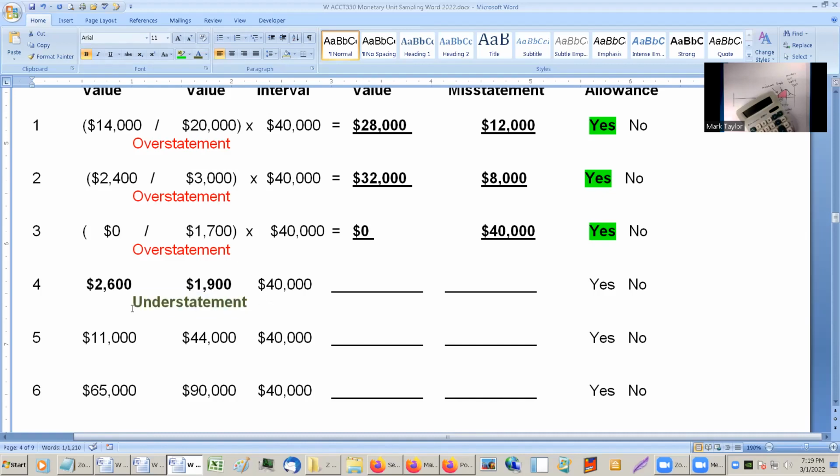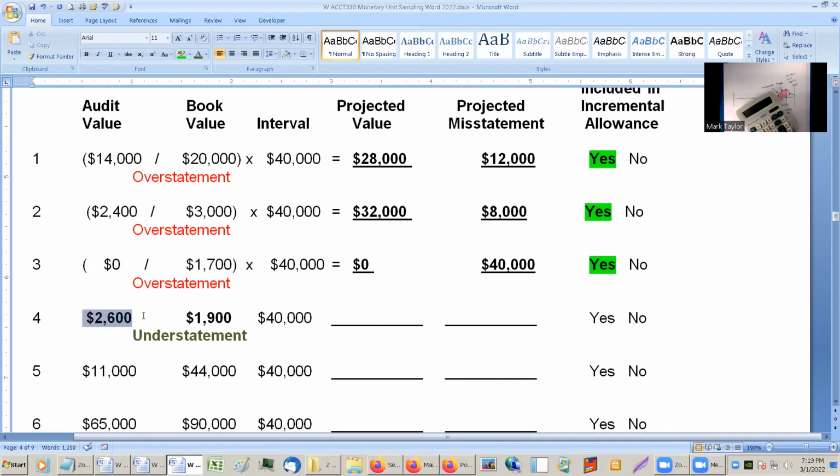Did you say interval? No. Oh, I'm sorry. The audit value is 2,600 and the book value is lower, so this is an understatement, because the book value is less than the audit value. Higher. Oh, higher. Yeah, okay. So it's kind of like this. It's higher than that. So we ignore this.